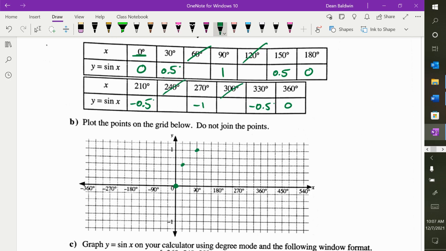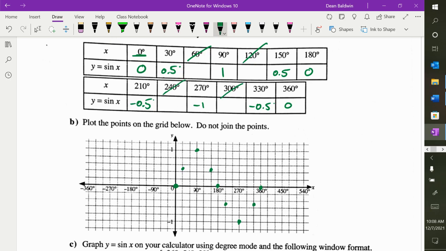At 90, it is 1. No, it's not. I can't count. It's like right there. At 90, it's 1. At 150, which is right there, it's at 0.5 again. At 180, it's 0. At 210, we're at negative 0.5. 270, we're at negative 1. 330, we're at negative 0.5. And 360, we're at 0.